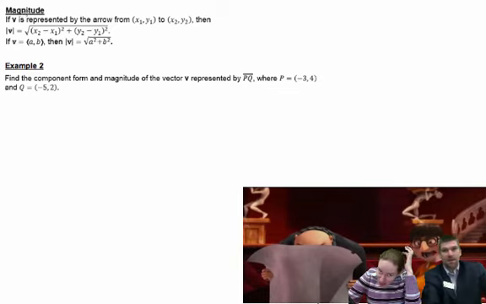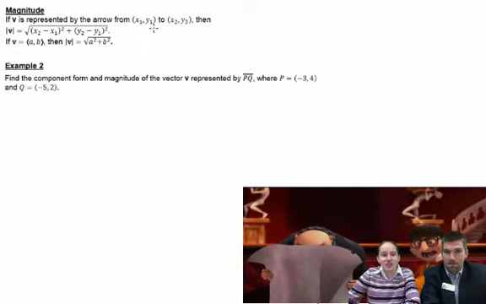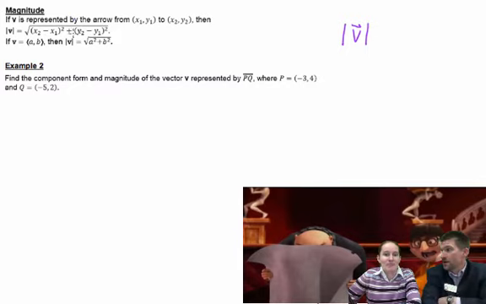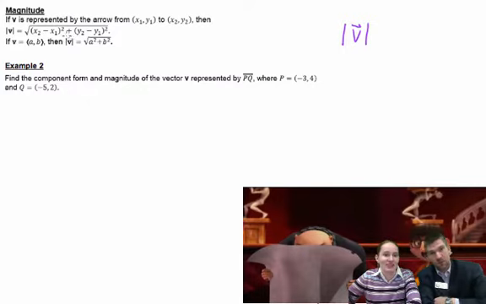Okay, if V is represented by the arrow from this point to this point, then we can say the magnitude. And so notice these absolute value bars around our vector V. Those don't mean absolute value. Whenever we're talking about a vector being inside, that's magnitude. Which is distance. Yes. Which is what absolute value is. Yes, it is. But it's that kind of. Kind of, yeah.